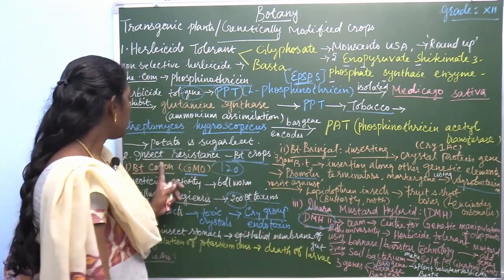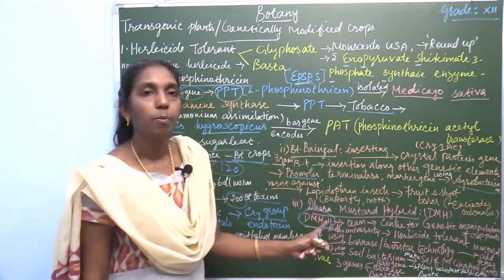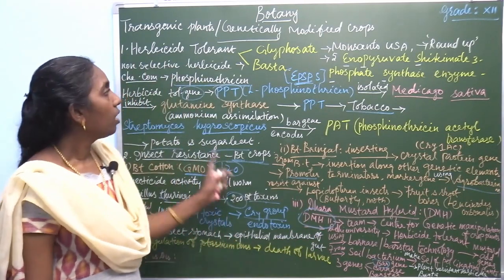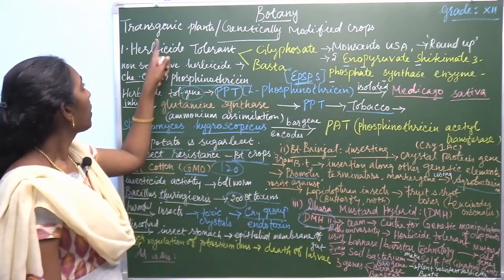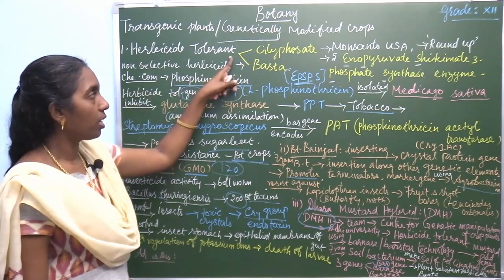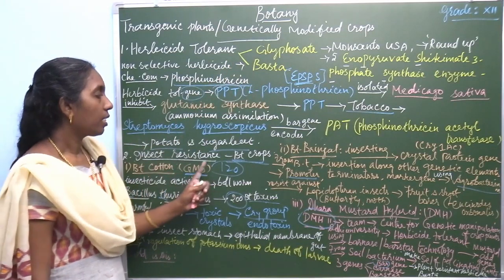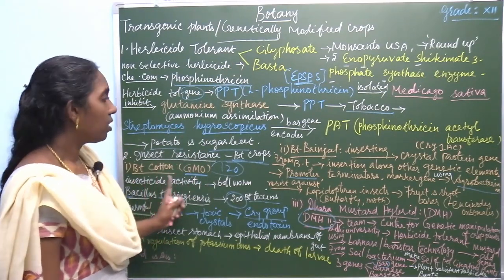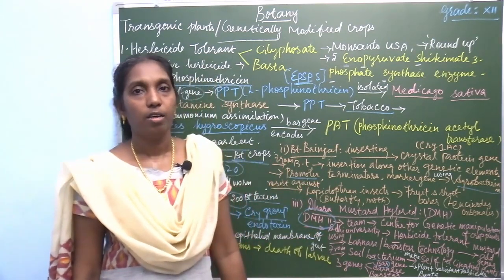For insect resistance, you learned three different examples: BT cotton, BT brinjal and DMH11 mustard. Once again, look at what you are going to learn today. Transgenic plants have two different types. One is herbicide tolerant, for example glyphosate and Basta. Then insect resistant, with three different plants: BT cotton, BT brinjal and Dhara Mustard Hybrid variety.